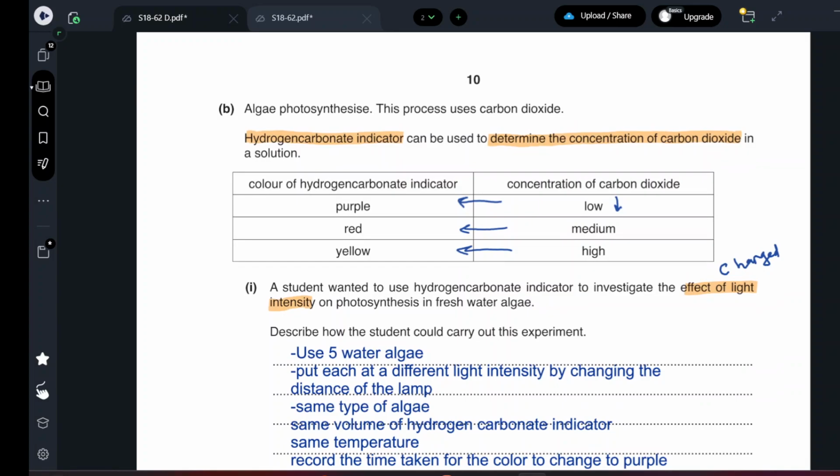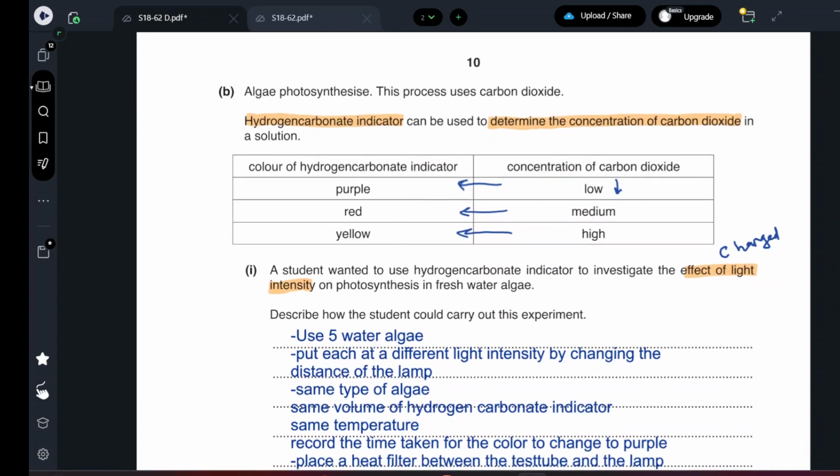Okay, what am I going to record as my results? Record the time taken for the color to change to purple. This makes sense because when there is a lot of light, it will make faster photosynthesis. So it will absorb all the carbon dioxide, CO2 will decrease, and the color will change to purple.